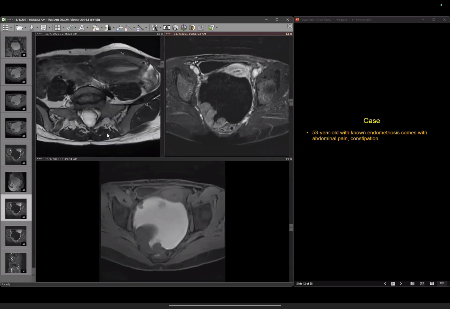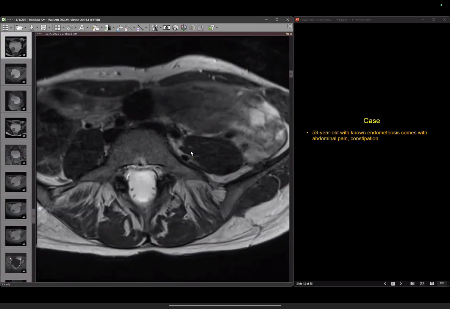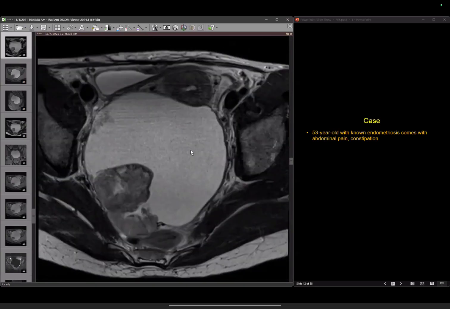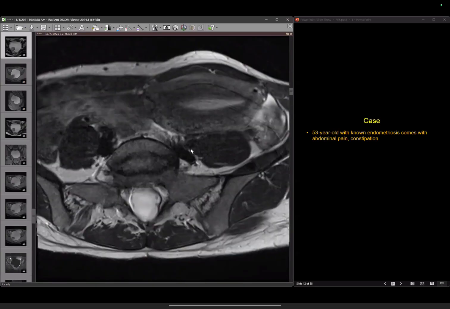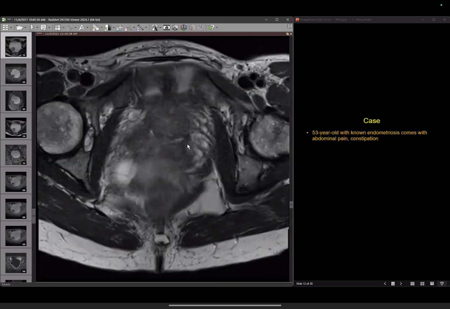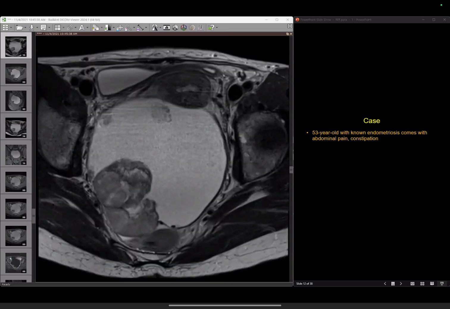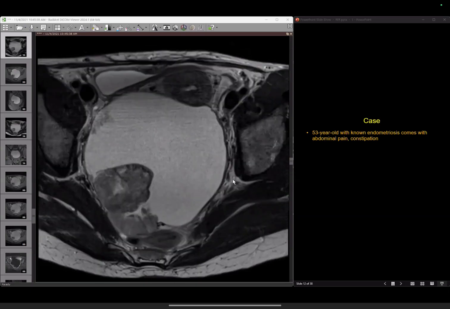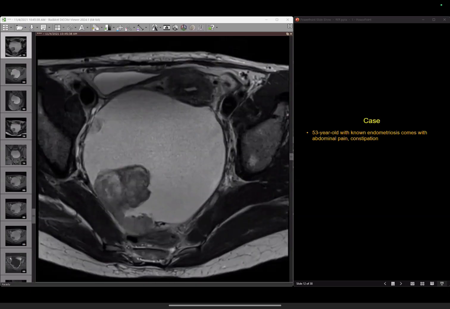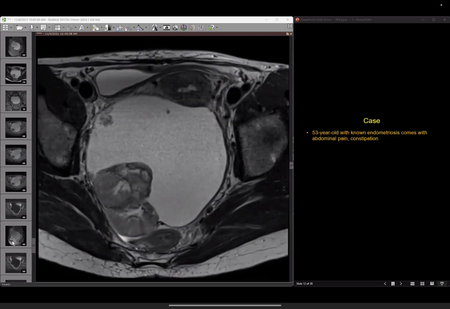So basically, there is a large, predominantly T1, T2 hyperintense cystic lesion, which is seen in the pelvis, and bulk of which is seen in the right adnexa. I could see the left ovary separately, and I couldn't visualize the right ovary. So probably this is originating from the right ovary. The cystic lesion also consists of an internal hypointense solid component, which is showing enhancement on post-contrast images.